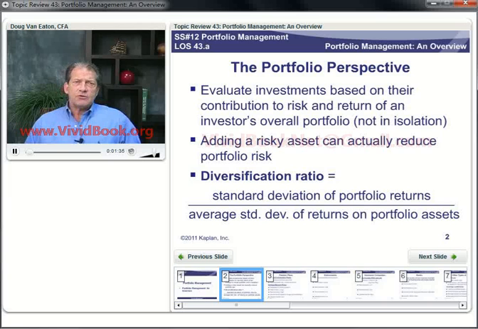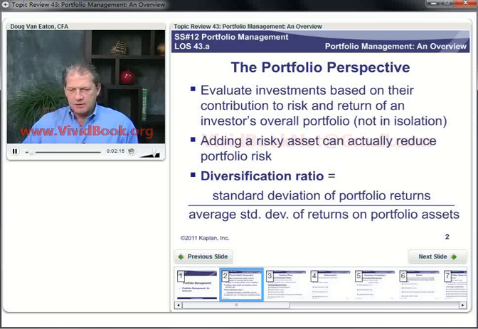One of our measures of the benefits of diversification is the diversification ratio. And that's the standard deviation of portfolio returns over the average standard deviation of returns on portfolio assets. So if we take all the assets in the portfolio, look at their average standard deviation without any diversification benefits, and then put together an equal weighted portfolio of those assets and look at the standard deviation of portfolio returns, that diversification ratio, the lower it is, the greater the benefits of diversification.